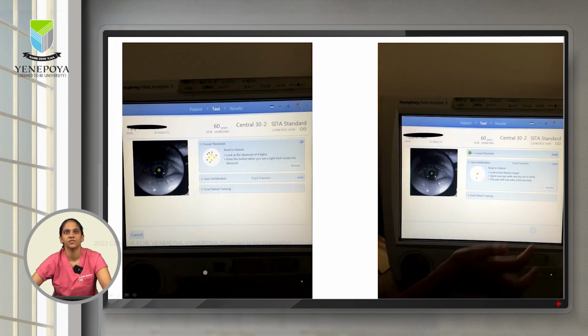Okay. So actually, the first thing after entry of all the data and choosing the type of test and what fields you want to do, central 30-2 or 24-2, is measuring the foveal threshold. In this, the patient will be asked to look at a central diamond of 4 lights, and whenever the patient sees a stimulus, they have to press the button they have been given. This will measure your foveal threshold. Then the second thing they do is gaze initialization. This is to make sure the fixation is proper. The patient has to try as much as possible not to blink, and this will make sure that the fixation target is perfect.